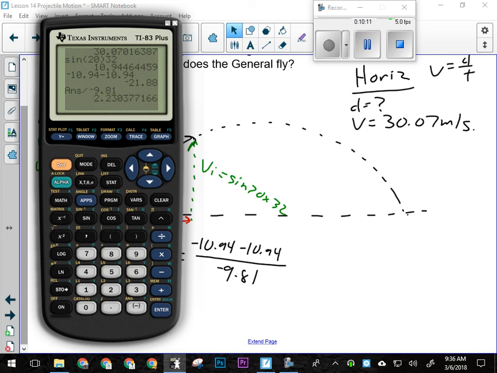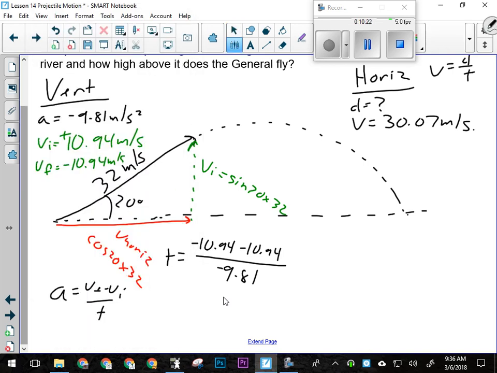Obviously, if you wanted to do that shorter, you could just go 10.94 times 2 divided by 9.81, but I'm typing it in the way I wrote it on the page, okay? All right, so we've got a time of 2.23 seconds. That I can move over here because it is the only thing the vertical and horizontal parts have in common. Now I can calculate the horizontal distance. D equals V times T, which in this case will be 30.07 times 2.23.